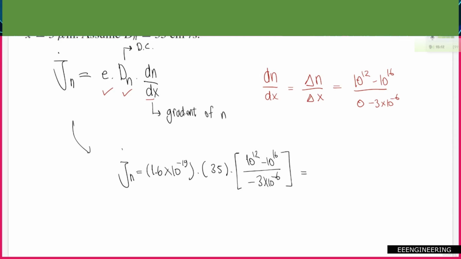And finally, you will have the answer as 18,664.8 amperes per centimeter squared. This is the logic we have. And let me remind you, by the way, the Jn value we have found is the diffusion current density due to the diffusion of electrons in the material.